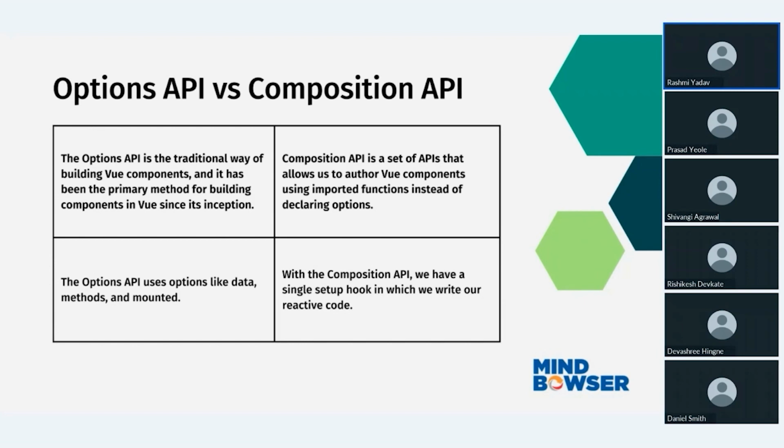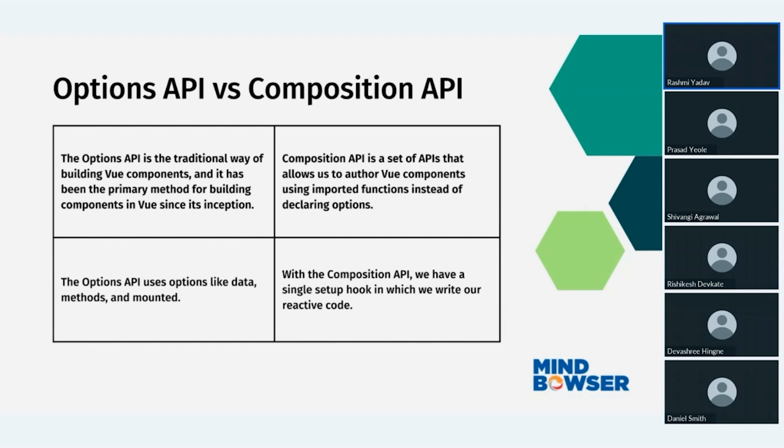The first point covers that the options API is the traditional way of building Vue components, and it has been the primary method for building components in Vue since its inception. Composition API, rather, is a set of APIs that allows us to author Vue components using imported functions instead of declaring options. The second point states that options API uses options like data, methods, and mounted. With composition API, we have a single setup hook in which we write our reactive code.